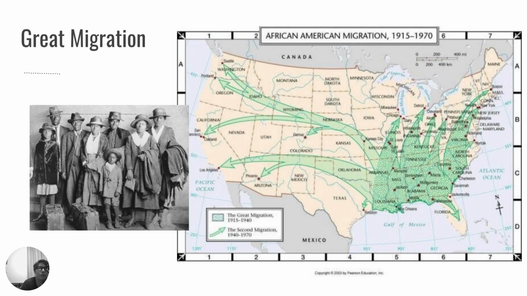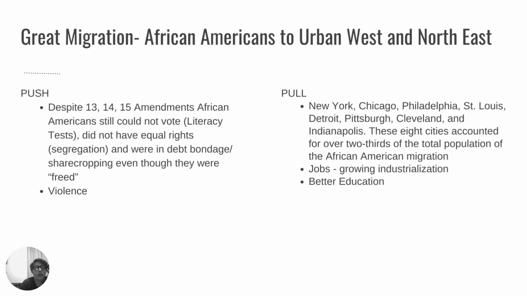So, for example, this is when a lot of folks move to New Orleans from the rural areas. But then people are moving to the North and the West for opportunity. The push factors: although after the Civil War, African Americans were supposed to have equal rights under the 14th Amendment, slavery was supposed to end under the 13th Amendment, and they were supposed to have the right to vote under the 15th Amendment. But this is not really happening.